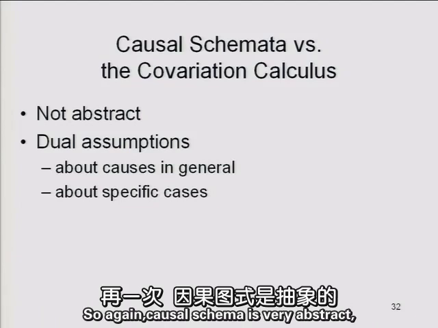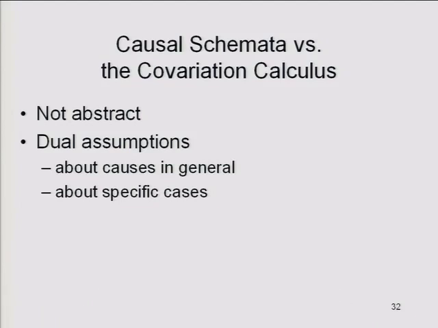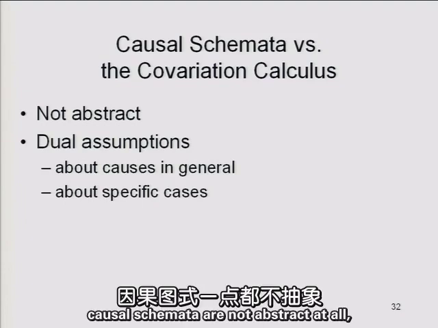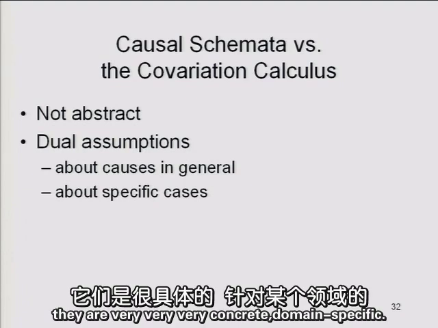So again, the covariation calculus is very abstract. Causal schemata are not abstract at all. They're very, very, very concrete, domain specific.